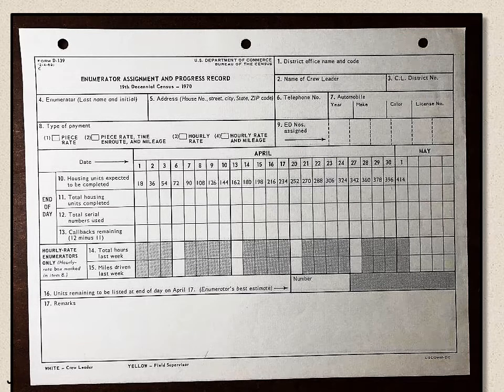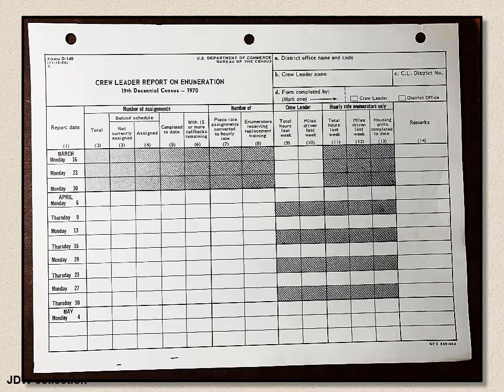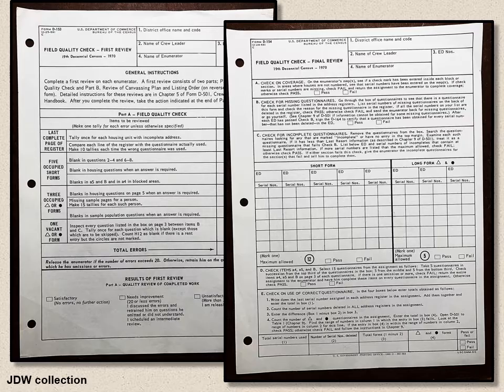Here's an enumerator assignment and progress record. An incredible number of forms that I have. Luckily, this is all from the supervisor kit. Crew leader report and enumeration. Crew leader field quality check.